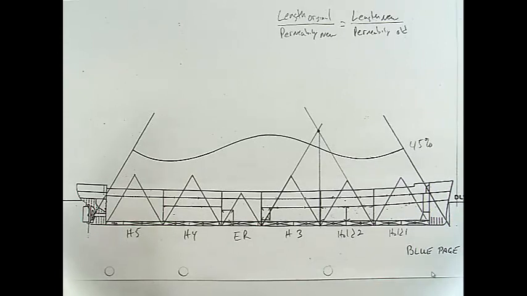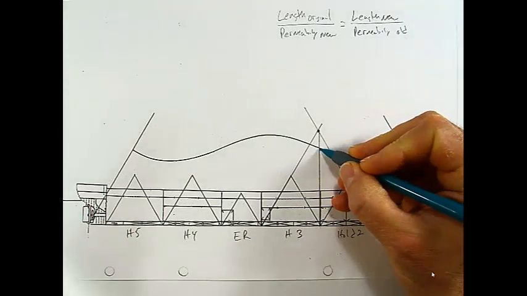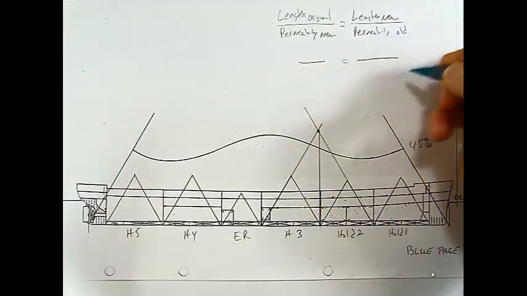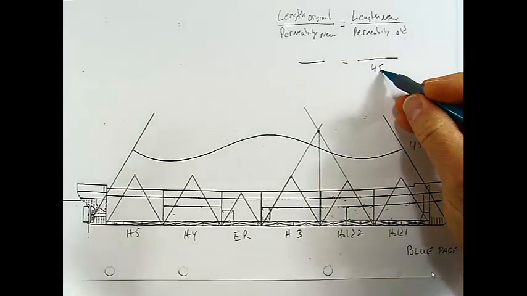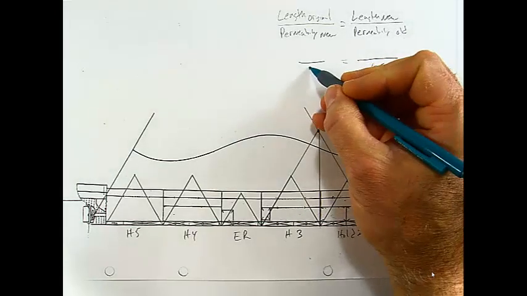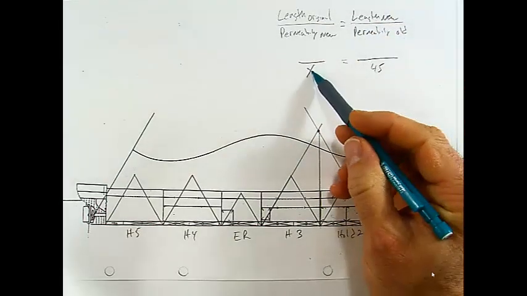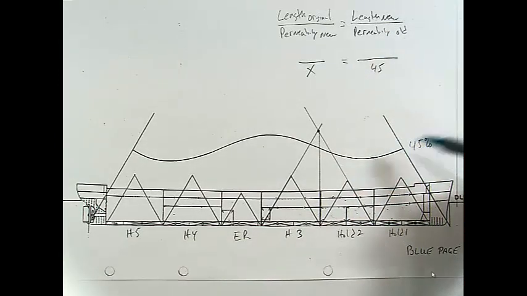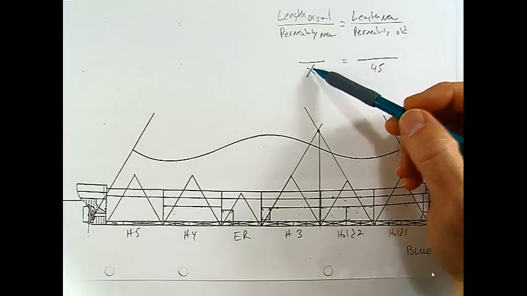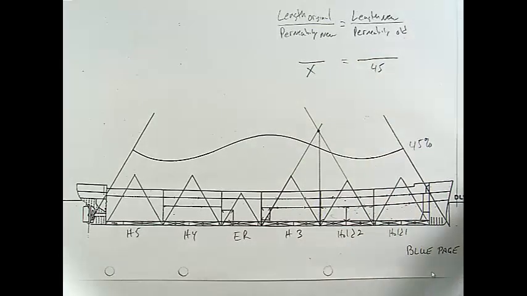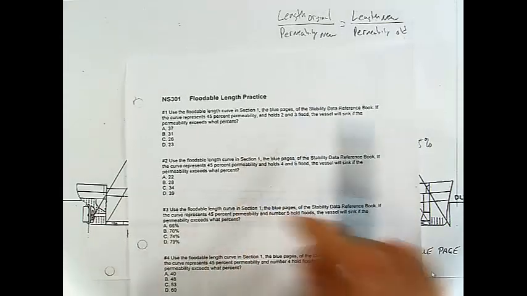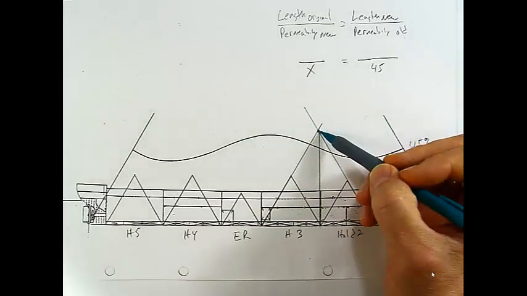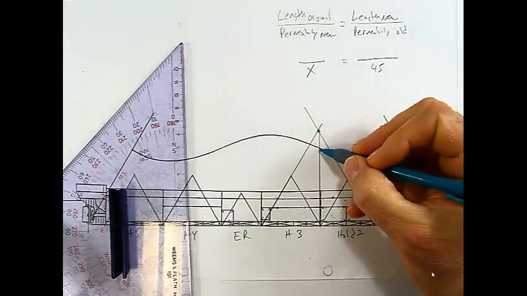Now, this is the original permeability. So permeability old, 45, is going to go there. And what am I looking for? I'm looking for the new permeability, represented by X. Permeability old is going to be 45 for each of these problems that we give you, and the permeability new is what we're looking for. Remember, we're doing problem 1 here, which is holds 2 and 3. I drew my line up from the forward edge of 2 and the aft edge of 3, and that's my intersection. Now I'm going to start to measure distances.